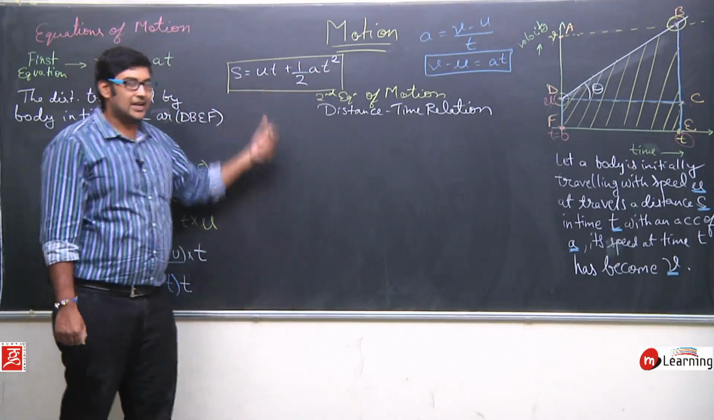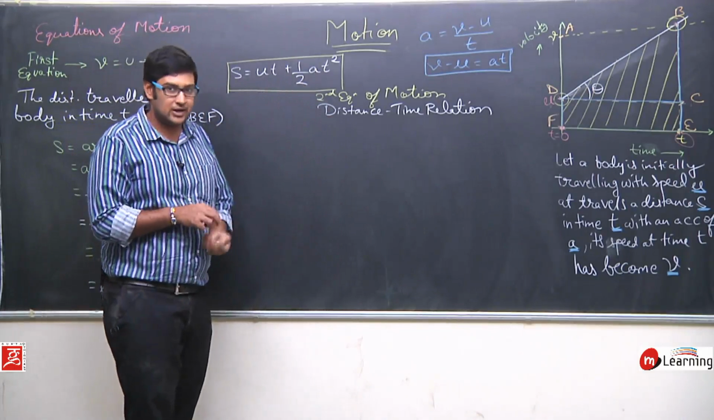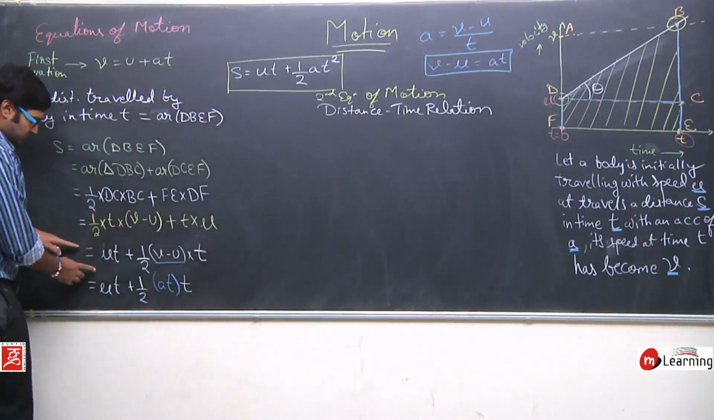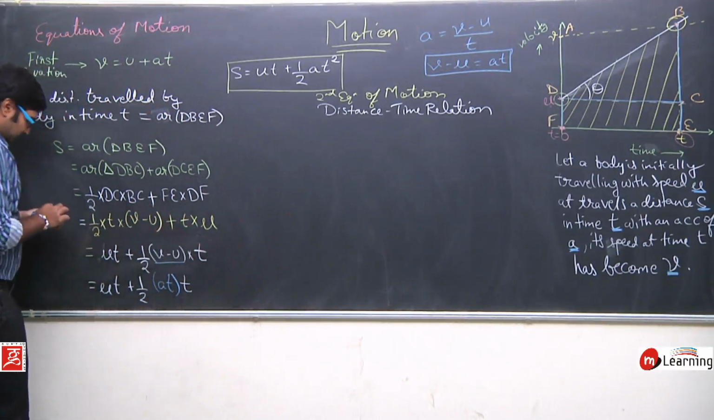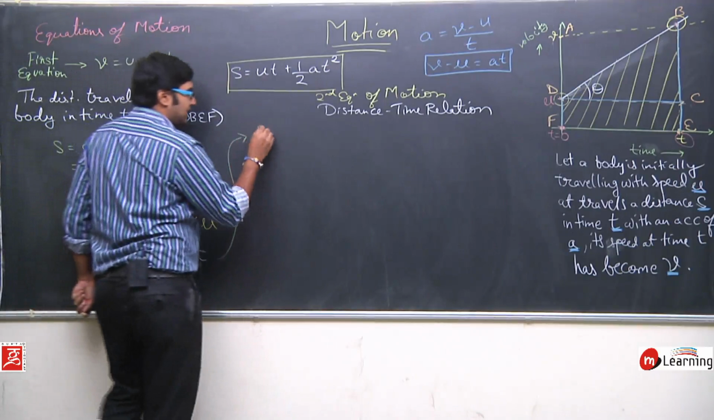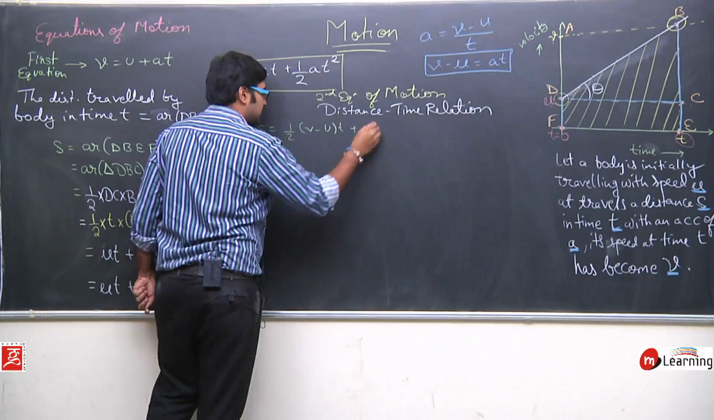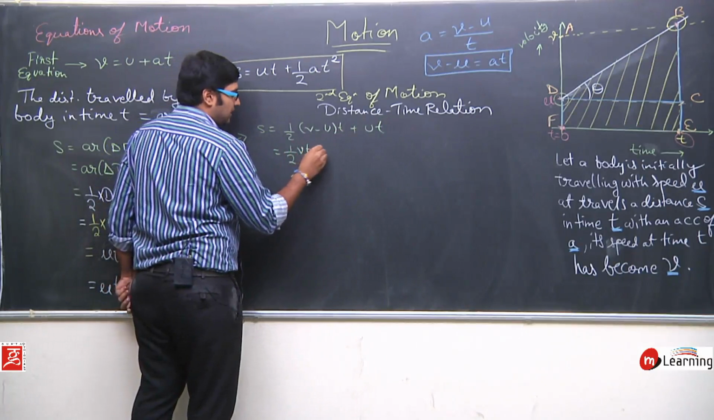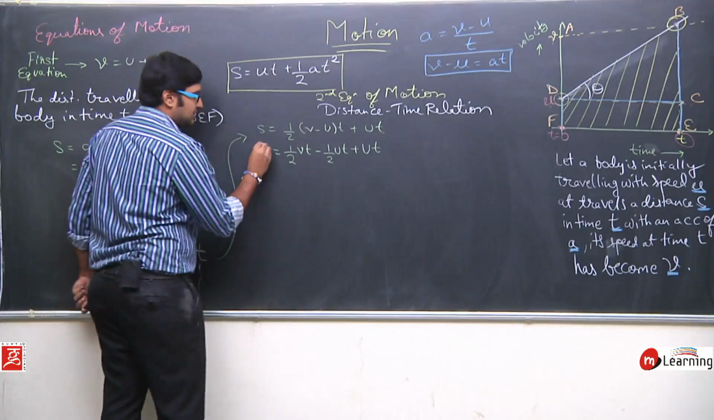Now using this second equation of motion we can derive the third equation of motion as well. Let's see how we can derive. See, we have this condition, that is ut plus half v minus u into t. So let's use this condition. So from here we have s is equal to half of v minus u into t plus ut. Simplify this condition: half v into t minus half u into t plus u into t. This is equal to s.